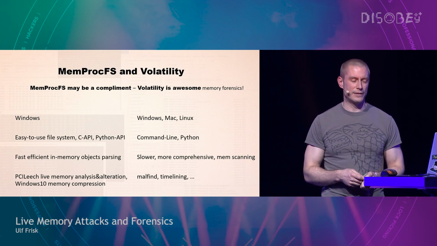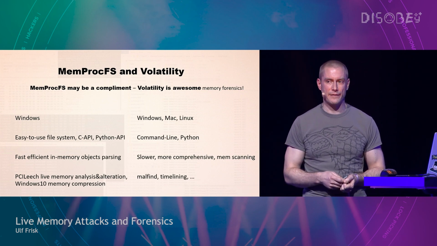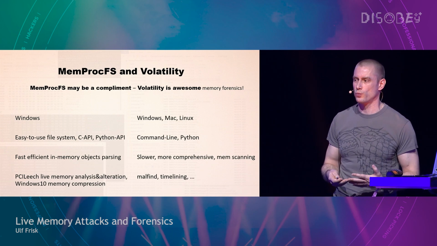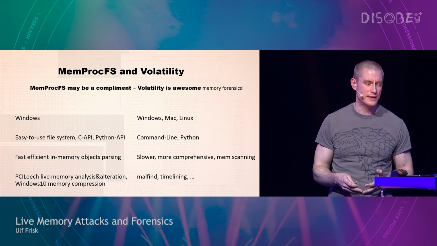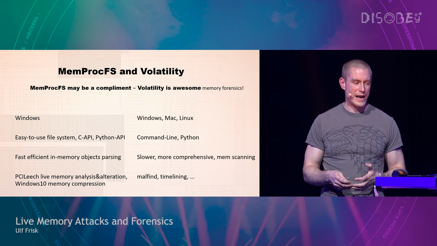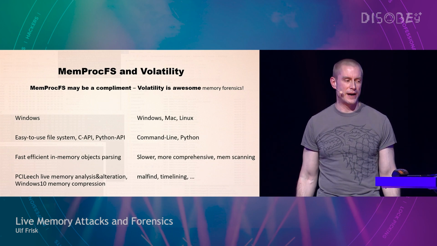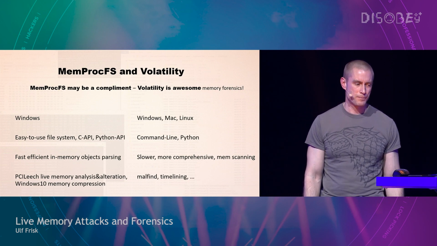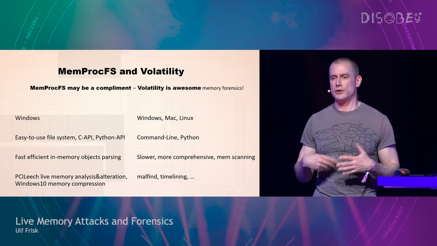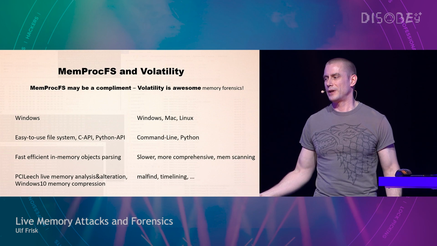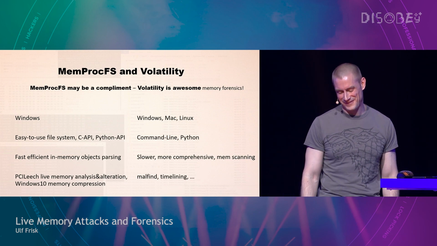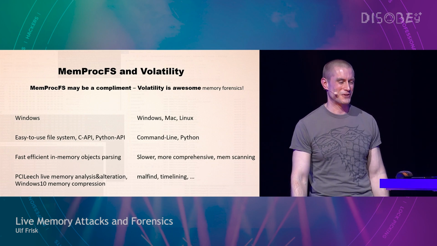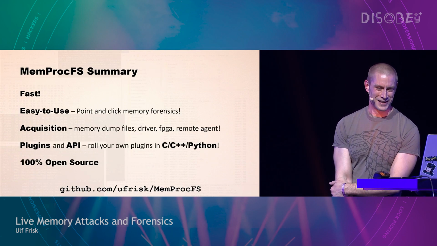And really what makes MemProcFS shine, I think, is the integration with the PCILeech live memory capture with the FPGA devices, and also that it has really transparent Windows 10 memory compression support. Volatility has huge support for a lot of plugins and functionality that I will never have. So it's really awesome to continue using that as well.